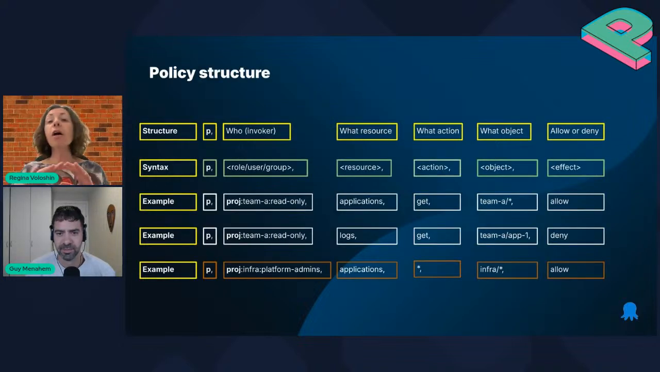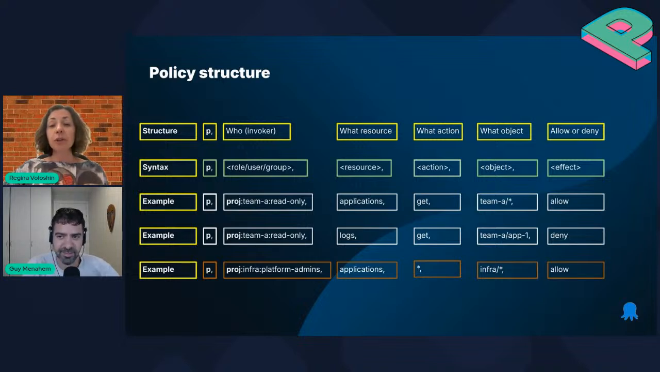Now that we have learned all the building blocks, we can take a look at the full policy structure and examine it. So the structure, what does it have? We have the who, which is the invoker. We have the resource, the action, the object, and the effect, which can be either allow or deny. From a syntax point of view, we have the reserved word letter P, which stands for policy, and then we have either role or user or group, and everything that I have just mentioned.